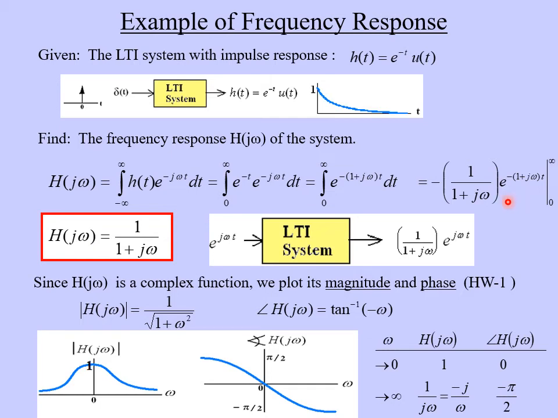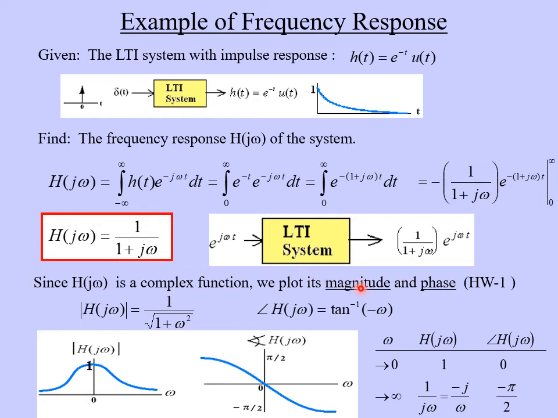And once we're done with that, since this is a 0 minus 1, all we're left with is this. This is our frequency response of this system. H of j omega is equal to 1 over 1 plus j omega. So let's put this back into our system diagram to see what this means. If we have a signal coming in, e to the j omega t, the system is going to spit out the same signal, e to the j omega t, multiplied by our frequency response, which is 1 over 1 plus j omega.